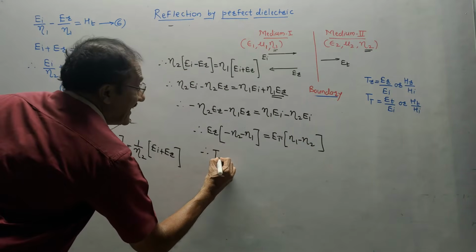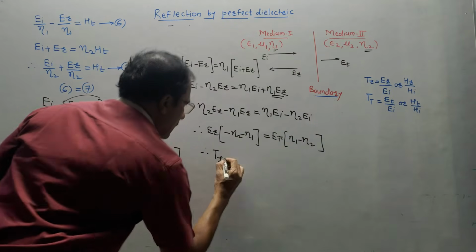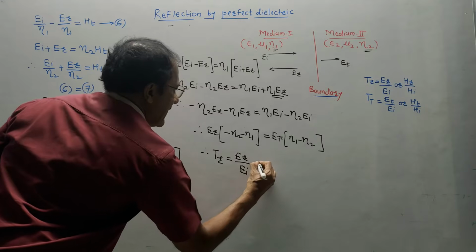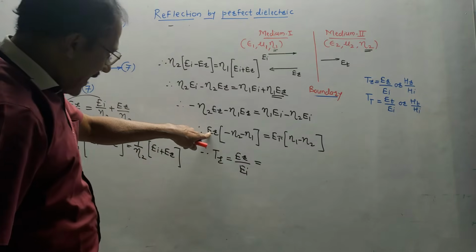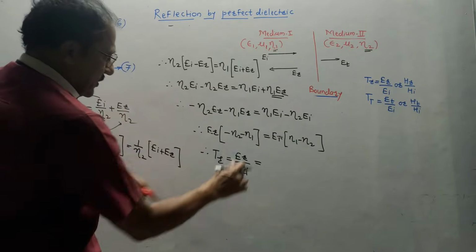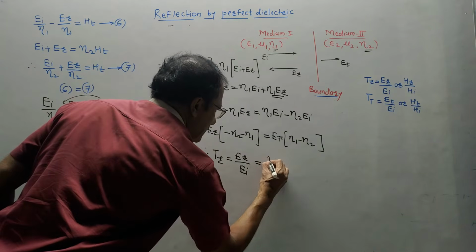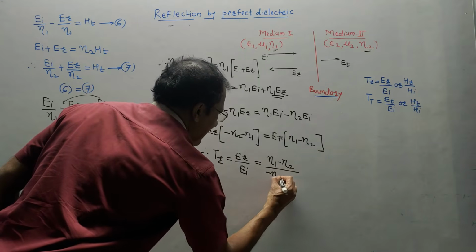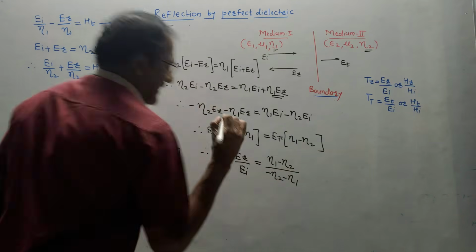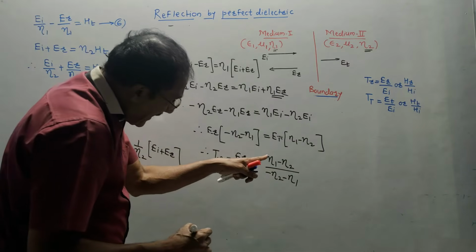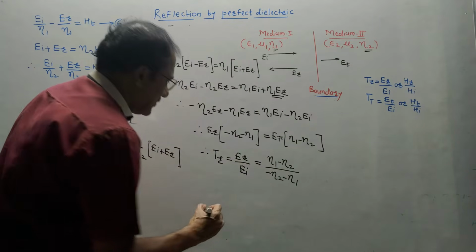Therefore, I can write TR, this formula, which is ER upon EI, which is equals to, I want the ratio ER upon EI, so I transferred EI to the LHS. So transfer this term to the RHS, so it becomes eta 1 minus eta 2 upon minus eta 2 minus eta 1. To make the thing simple, multiply numerator and denominator by minus 1.